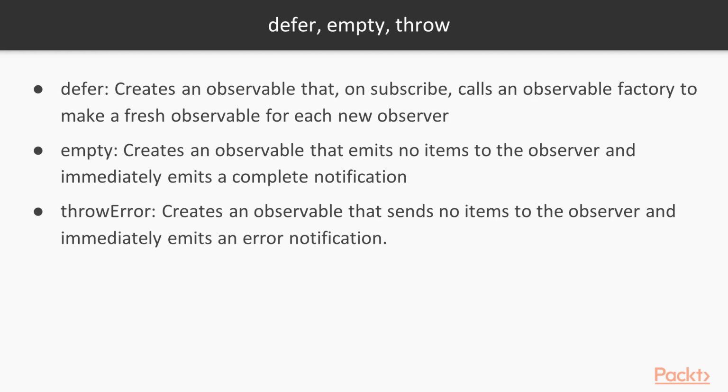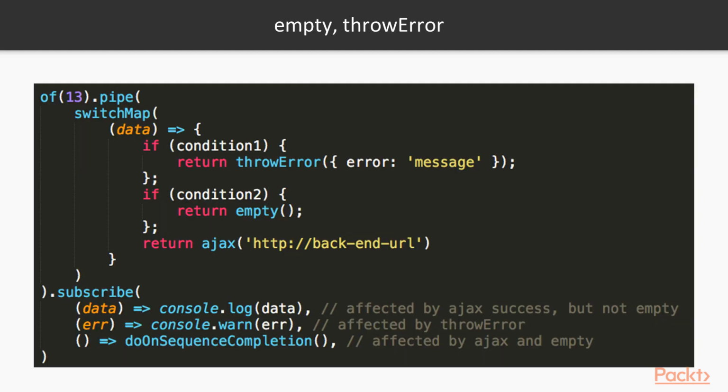Let's now talk about empty and throwError. Empty creates an observable that emits no items to the observer and immediately emits a complete notification. throwError creates an observable that sends no items to the observer and immediately emits an error notification. So, the error handler of the subscribers will run. Usually we use them in observable sequences to construct conditional logic. It means that sometimes we need the sequence to throw in some condition or return an empty sequence in another. Just a simple example for now.